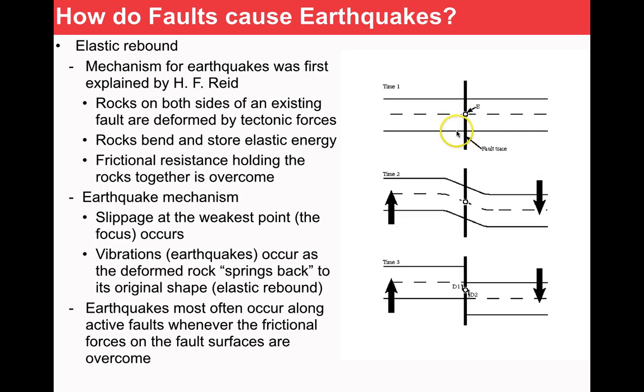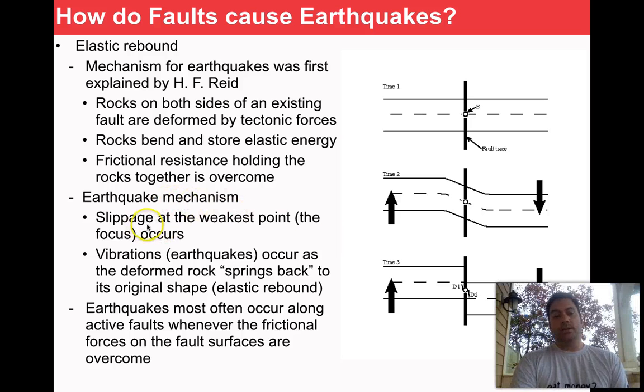And right now they're kind of happy, but over time, that rock starts to bend up, or bend over and bend down here. And it's basically storing up elastic energy, almost like energy inside of a spring. And then over time, it builds up, and then finally it ruptures. So it's time 1, time 2, time 3. At time 3, you'll see that it ruptures. And this is actually a release of energy. This is the storing up of energy. So we go from 0 energy to full energy to back to 0 energy again. It's a cycle. All right, so the earthquake mechanism is where we have slippage at the weakest point, or the focus. So the focus would be somewhere located along this fault down at depth. The vibrations occur as the deformed rock springs back.